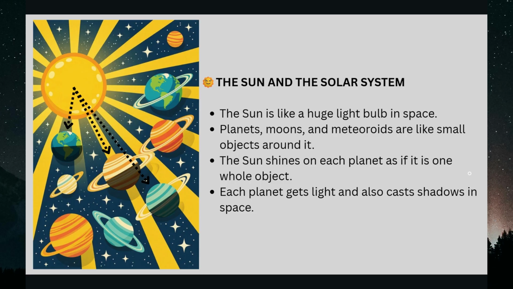So this is a diagram of the sun and the solar system. The sun is like a huge light bulb in space. Planets, moons, and meteoroids are like small objects around it. The sun shines on each planet as if it is one whole object. Each planet gets light and also casts a shadow in space. But because there is no flat surface, it's not possible for us to see that shadow.